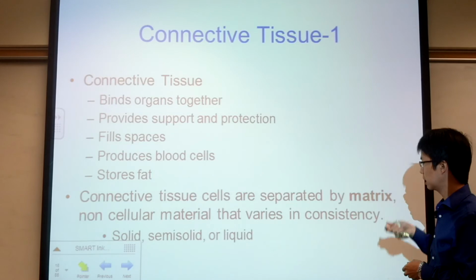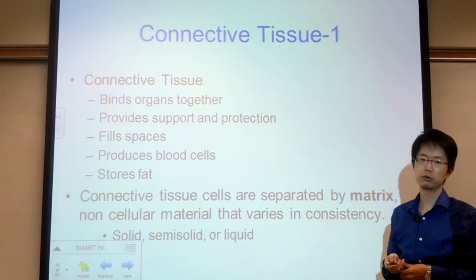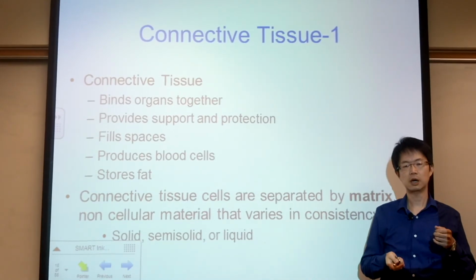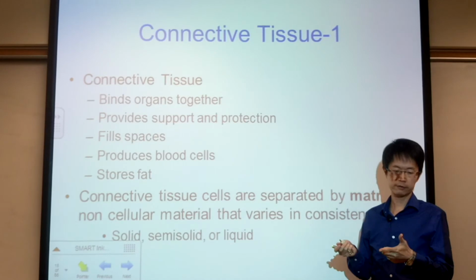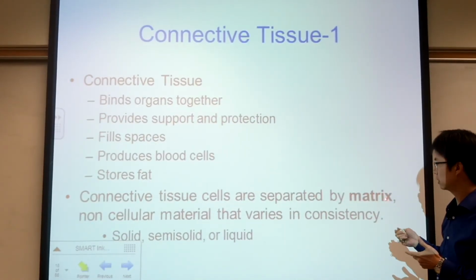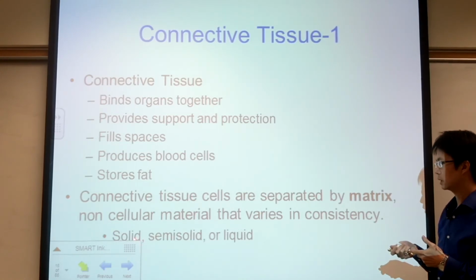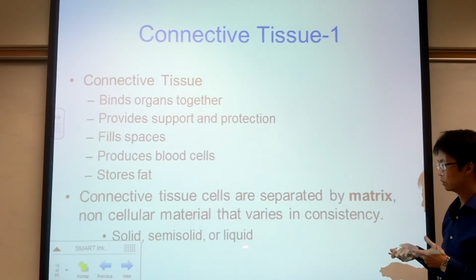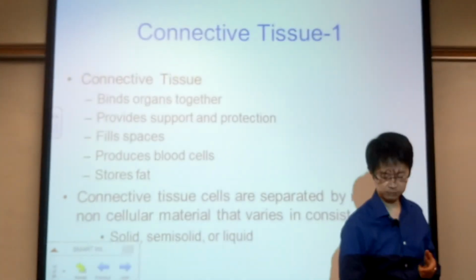Connective tissue has two important components. They have the connective tissue cells, and then they have the matrix. Yeah, connective tissue, and then they have the matrix. The matrix can be solid, semi-solid, or liquid. In the matrix, you have different fibers and proteins there.